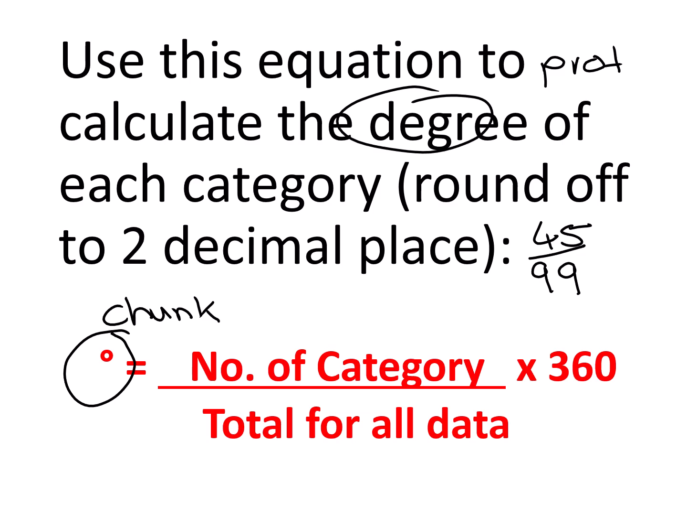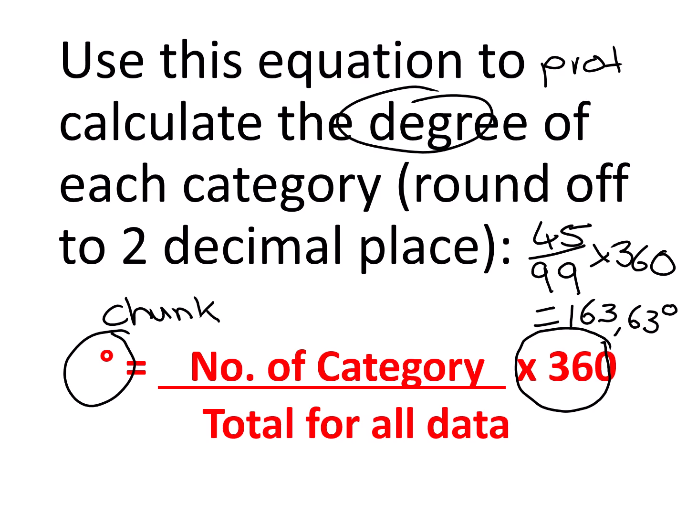So 45 divided by 99, and there are 360 degrees in a circle. So now instead of timesing by 100, we are timesing by 360. So we times that by 360 and we get 163.63 degrees. So now you go to your circle you drew. So you had your circle, you had your little line in the middle, you had your line going up.